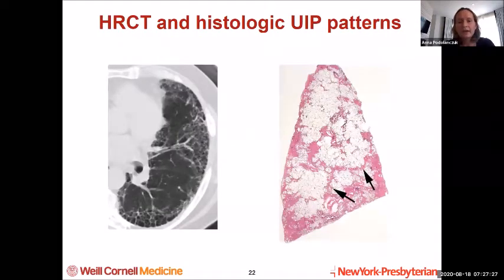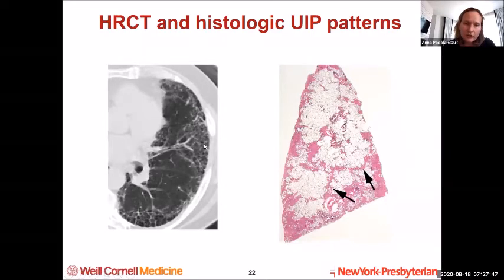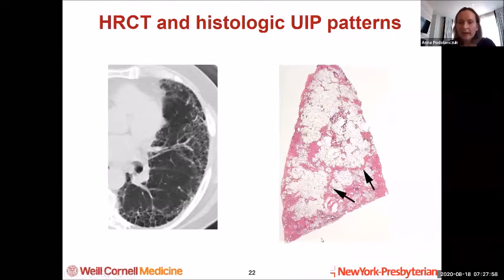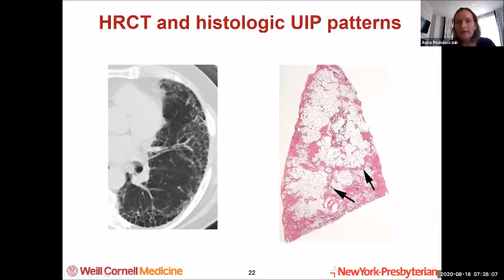So when I talk about a UIP pattern, I'm talking about a CAT scan, or I'm talking about a lung biopsy specimen. And it's been shown now that when we see peripheral, lower lobe predominant honeycombing, these coarse reticular changes with architectural distortion, and traction bronchiectasis where these airways are stretched, it correlates very well with a UIP pattern on a lung biopsy, where again, you see this heterogeneous distribution of fibrosis here in pink, next to areas of normal lung and preserved alveoli.